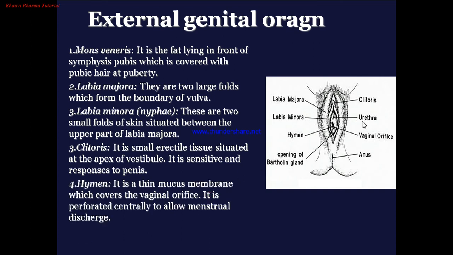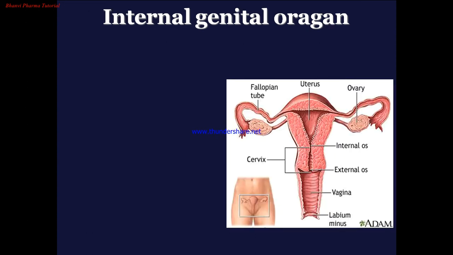Next, hymen. It is a thin mucous membrane which covers the vaginal orifice. It is perforated centrally to allow the menstrual discharge.